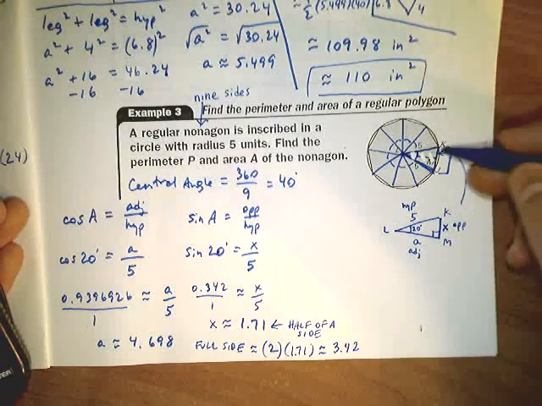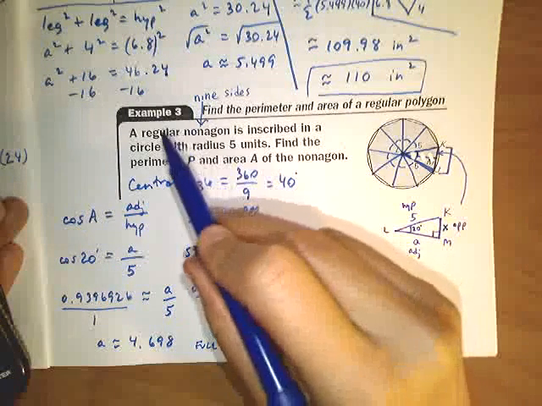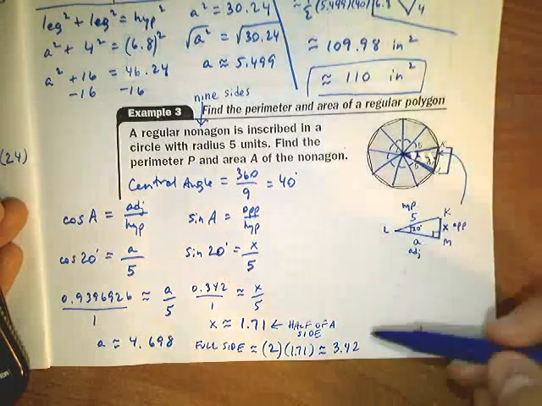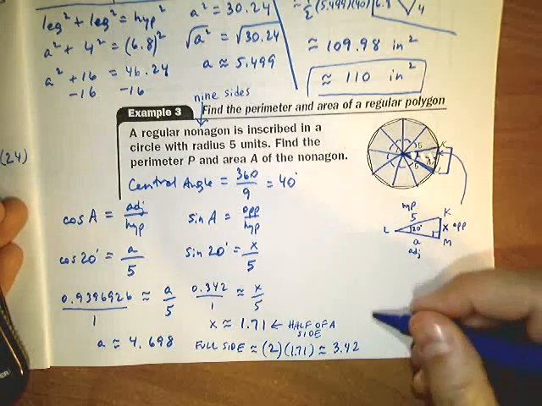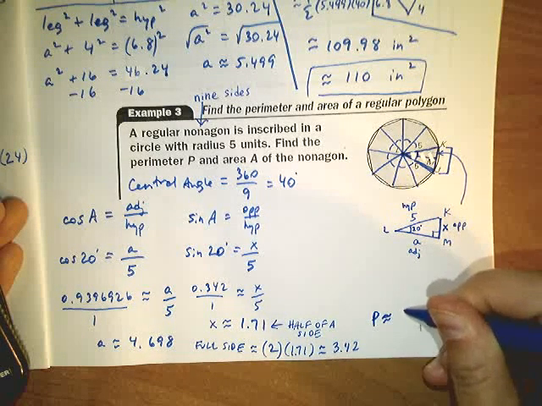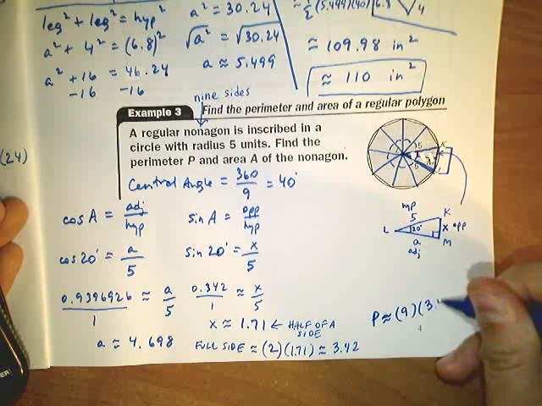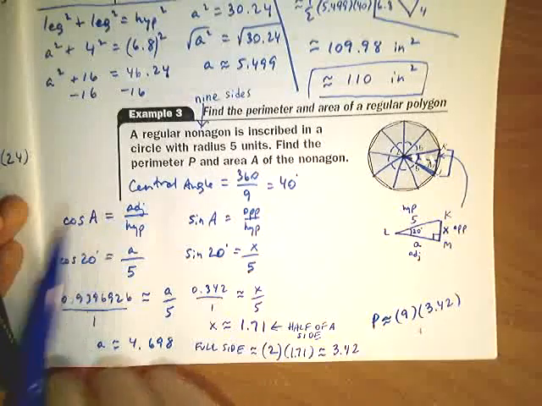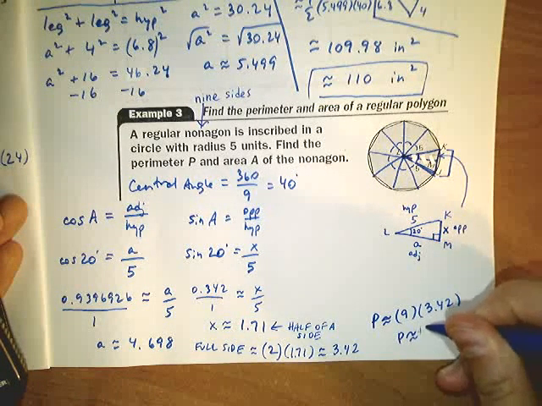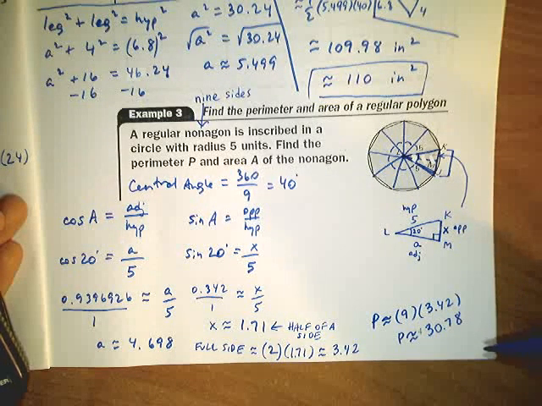So if a full side is 3.42 units long and there are 9 sides, and since it's a regular polygon, all 9 sides are the same length, then the perimeter, P, is going to be the number of sides, which is 9, times the length of each side, 3.42. So I get a perimeter of approximately 30.78 units long.